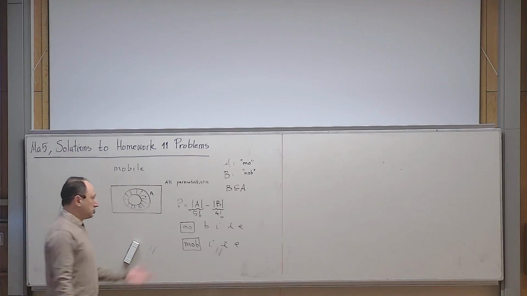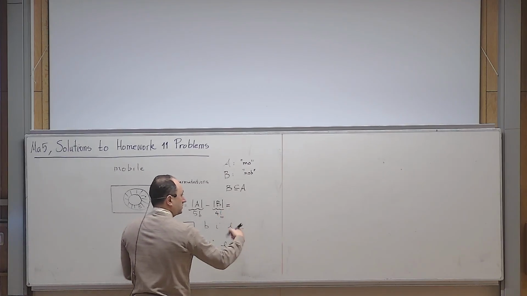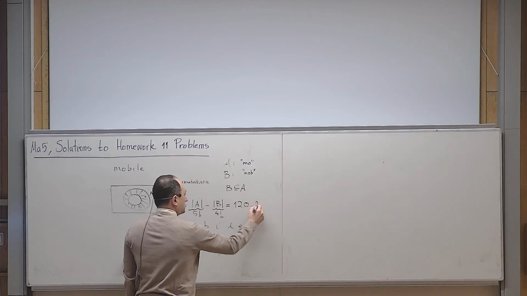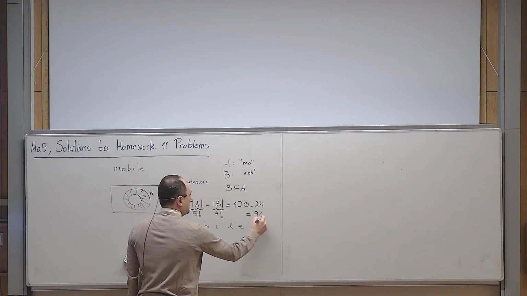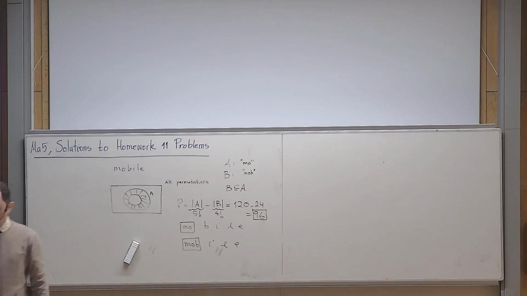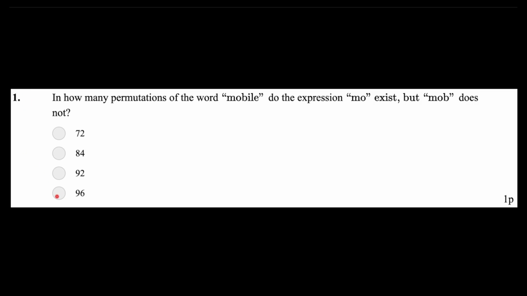Okay, so 5 factorial, if you calculate it 1 times 2 up to 5, it's 120, and this one is 24. If you subtract them, it becomes 96, so the correct answer to the problem is 96. Which in this case is this option. Understandable? So this diagram sometimes really helps you to understand the problem from a better perspective.